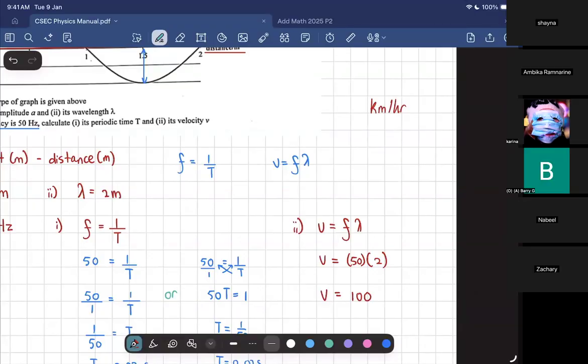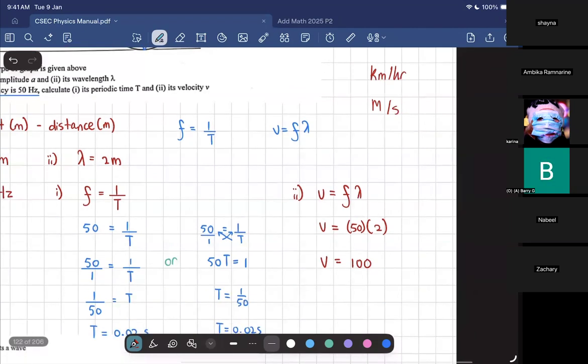But in physics, we need to use SI units. So Nikolai, what is the SI unit for distance? Is it kilometers or meters? Meters. Right. In our car it is kilometers per hour, but in physics we need to use SI units. What is the SI unit for time? Is it hours or seconds? Seconds. Right, so the unit for velocity, which is the same thing as speed, is meters per second.